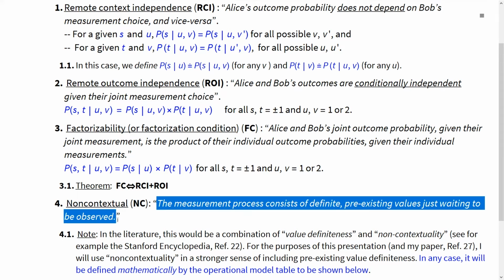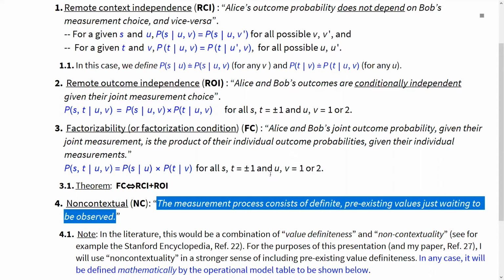Non-contextuality is tricky, and I'm going to overstate it a little bit. For the purposes of my paper and the presentation, I'm going to say it means that the measurement process consists of definite pre-existing values just waiting to be measured, observed. That's what the measurement process is. That's the really classic idea of an experiment in classical physics.